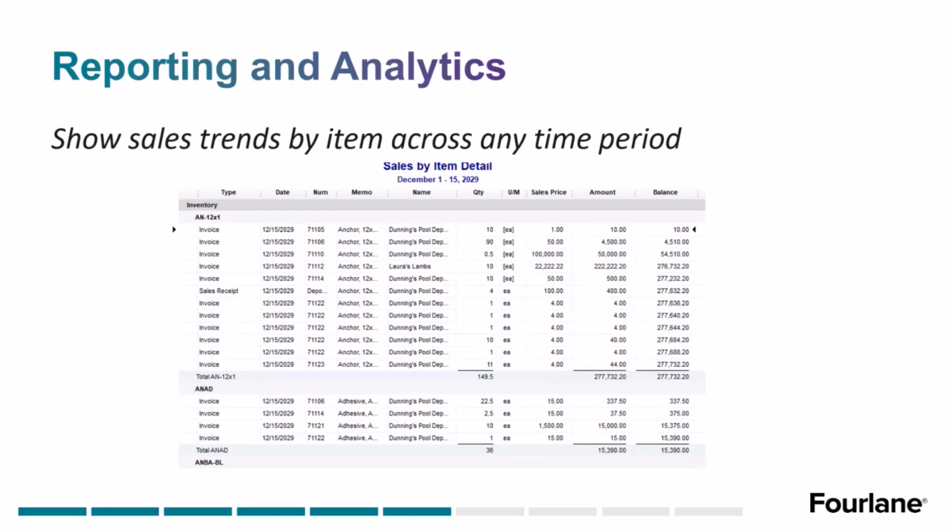Another report, sales by item detail. So this shows trends by item across any period of time. So it's good for analyzing demand trends. Also can be a guide for restocking or discounting decisions, but it helps with performance reporting. So if you want to know which items are driving your revenue and adjust your stock strategy accordingly, this is the report you'd want to use.